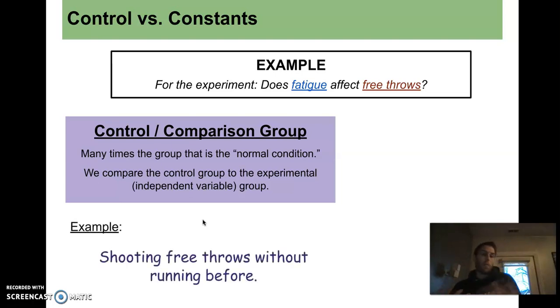So if I'm doing the experiment, does fatigue affect free throws, I would want to shoot free throws before running, before being fatigued, so I could always compare it back to that.